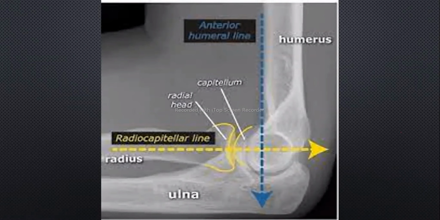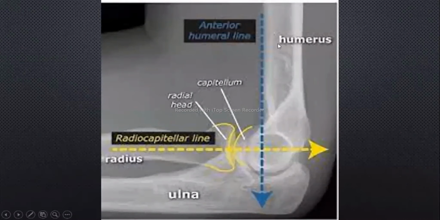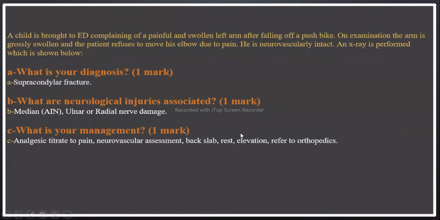Okay. How to know? You can draw a line parallel to the anterior humerus. So what is this line called? Anterior humeral line. Excellent. Should transect what? Capitellum. Yeah. Should transect the capitellum. If you draw a line here, does it transect the capitellum or is it away? Away. So this one, sure, fracture.